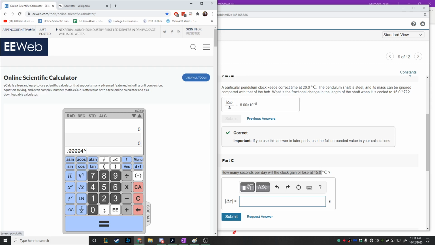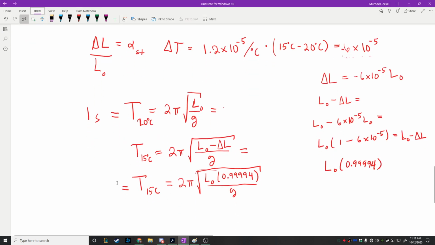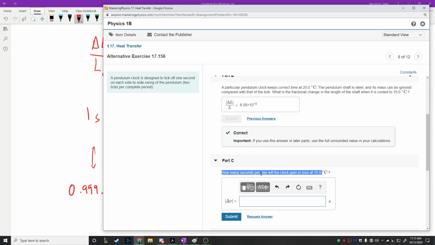0.99994, we take the square root of that. So that is going to be that number, whatever, 0.9. This is how much shorter a second is going to be for the other clock, right? So this clock is going to be something like 0.9999 whatever. But that's going to be the same thing as a second, basically, in a way. So the difference between these two, let's look at the problem again. How does it say it? How many seconds per day will the clock gain or lose? Seconds per day it's going to gain or lose. Right, it's almost nothing, but in a day it is significant.